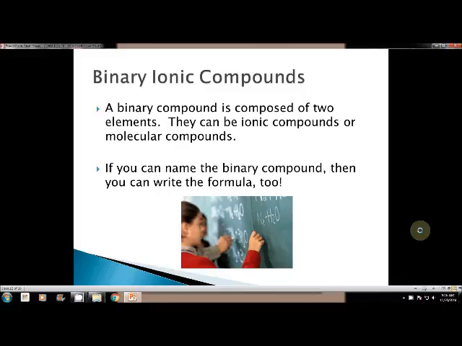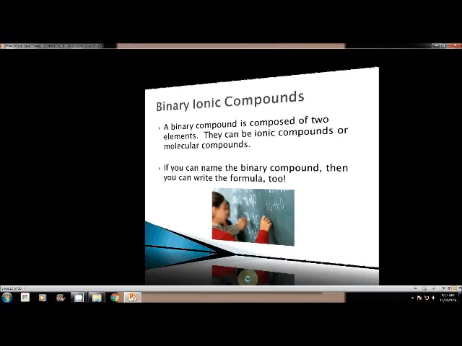Okay, so in Chapter 9, we are combining information from Chapter 7 about ionic compounds with some more information from Chapter 8 about molecular compounds, and we're going to learn how to name and write formulas for all compounds. So we're going to start with ionic compounds, specifically binary ones, where a binary compound is composed of two elements. So if you're looking at the symbols, there's only two elements in the whole formula, okay? And binary compounds can be ionic or molecular, but we're going to start with ionic. So if you can name it, you can also write the formula.